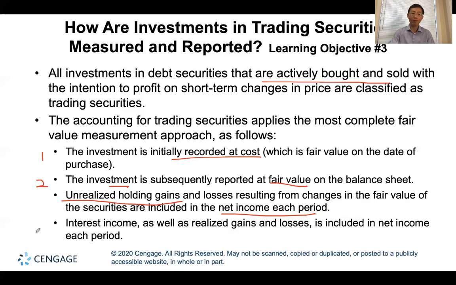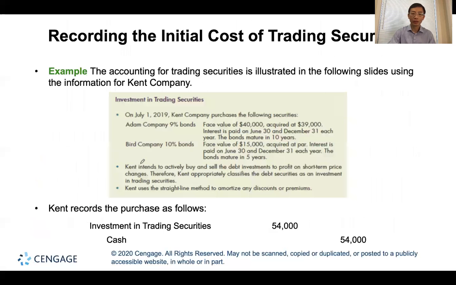Okay, and then the third procedure is after we sold the trading security, we will have realized gains and losses, and we will just recognize these gains and losses and put them into the net income in the income statement. Okay, we use an example to show that.